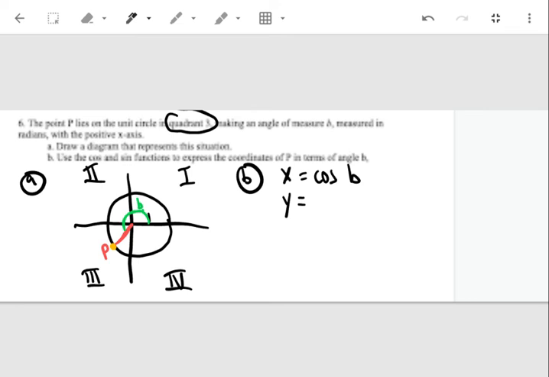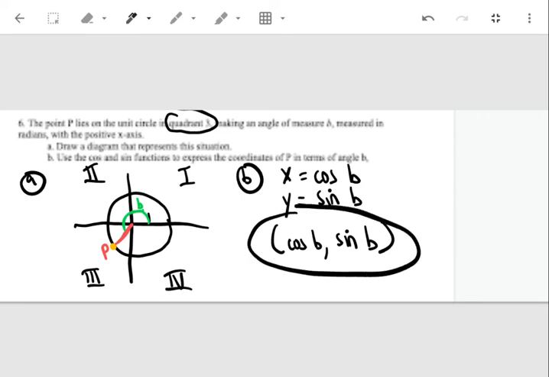And we know that the y value goes with the sine of the angle. So in this case, we're calling the angle B. So the coordinates are going to look like this: cosine B, comma, sine B. Okay, this right here are the coordinates.